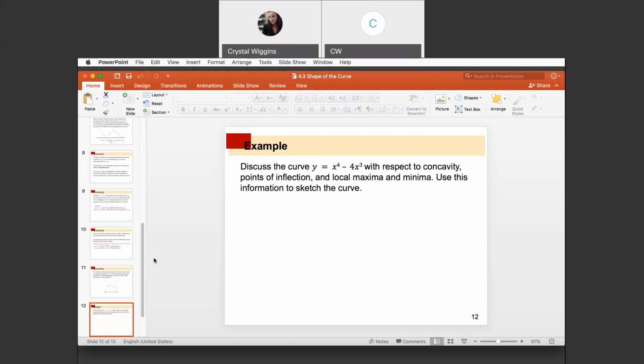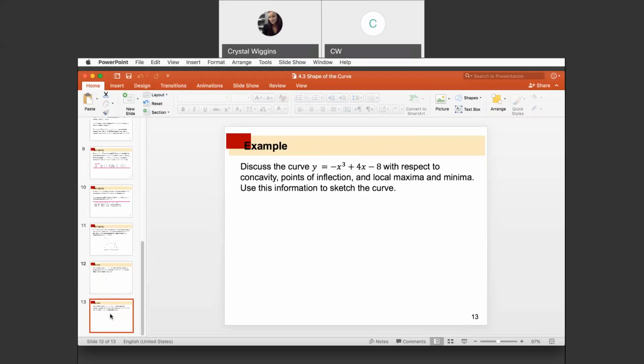Okay, so our last example we'll do together is looking at the curve y equals negative x cubed plus 4x minus 8. And we want to do the same thing. We want to find our maxes and mins and inflection points, and then we want to sketch the curve. So let's do this again. We're going to go to our whiteboard. We have y is equal to negative x cubed plus 4x minus 8.